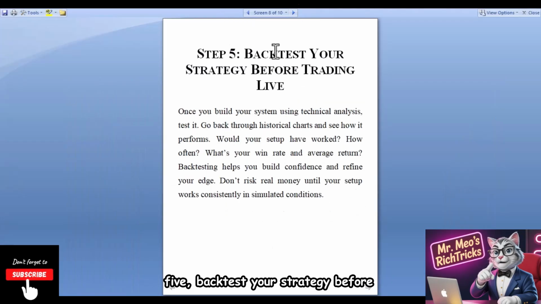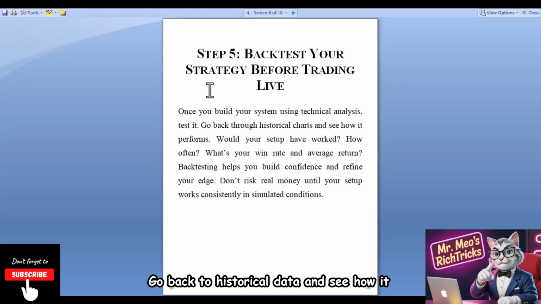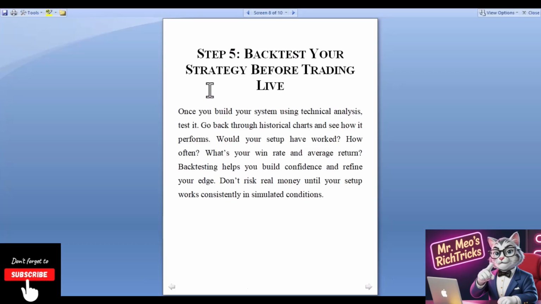Step 5, backtest your strategy before trading live. The next step is, backtest your strategy before trading live. So once you build your system using technical analysis, test it. Go back to historical data and see how it performs. Would your setup have worked? How often? What's your win rate and average returns?